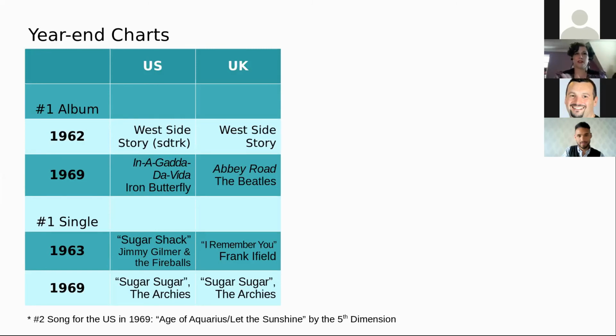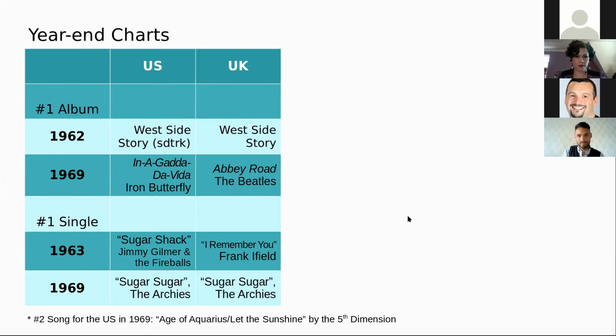But then in the mid-60s, because of some of the cultural changes, the album begins to shift, and you can see the split between singles culture and album culture in the chart. So if we look here, the #1 album of 1962 for the US and the UK, both was West Side Story, the original movie soundtrack. In 1969, it was In-A-Gadda-Da-Vida by Iron Butterfly for the US and Abbey Road for the UK.